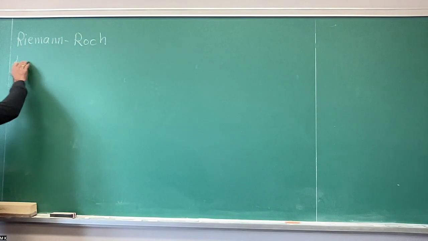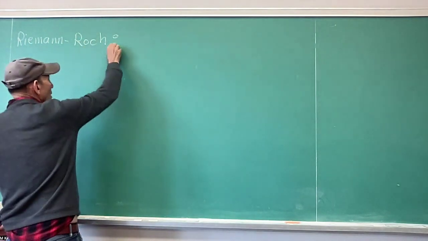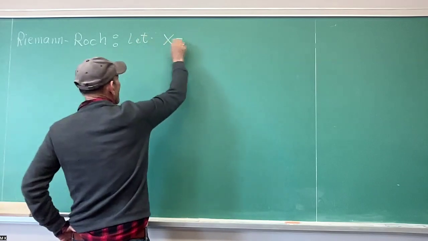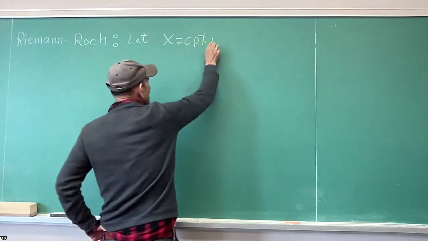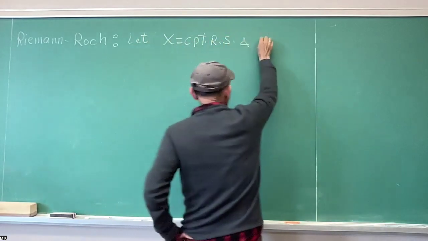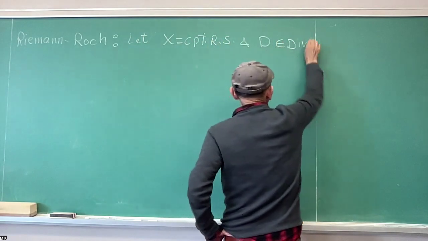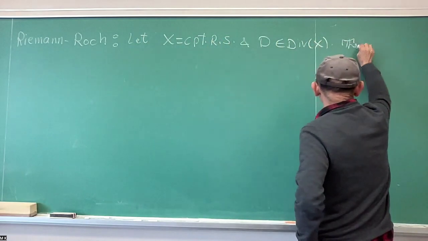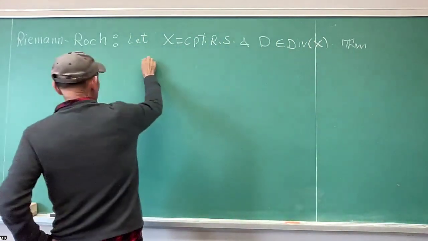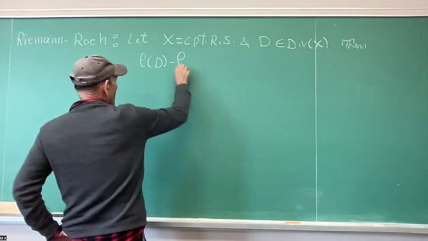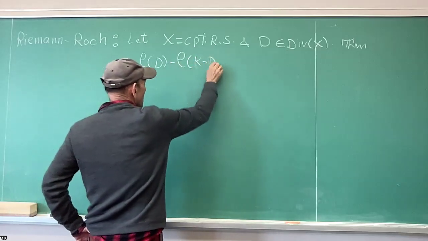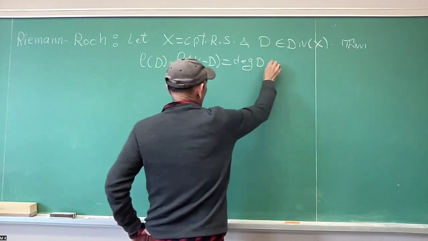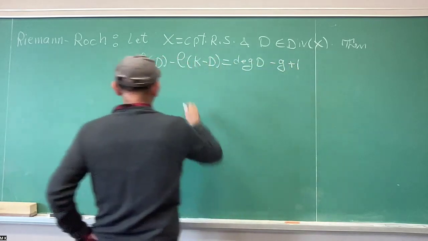So basically, it says the following. Let X be a compact Riemann surface, and D a divisor on X, then the formula holds: L of D minus L of K minus D is equal to degree of D minus G plus 1. Okay?